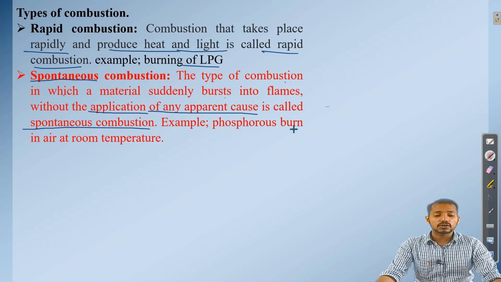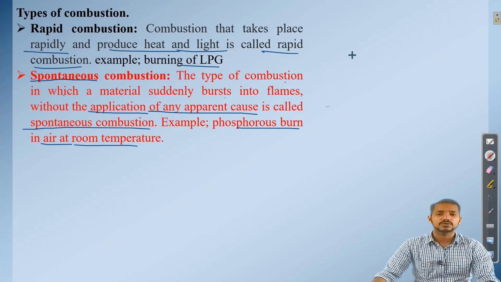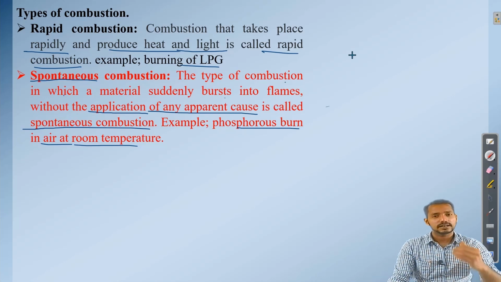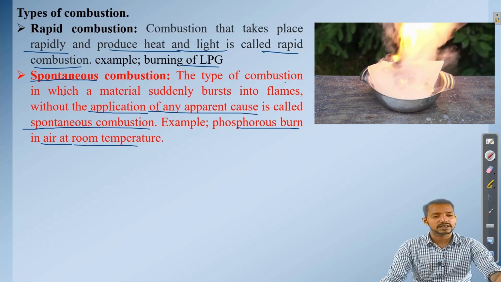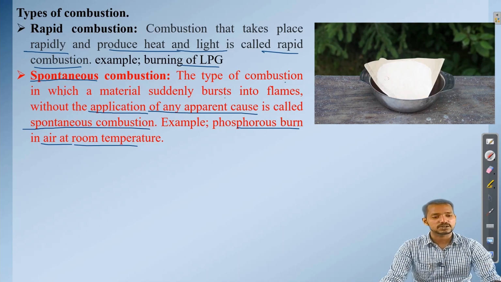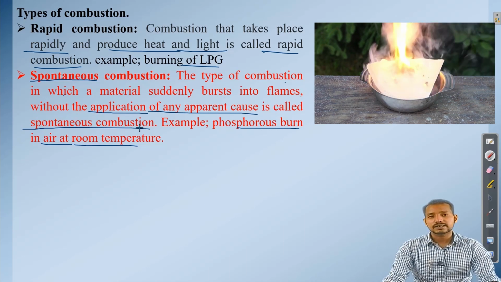For example, phosphorus burns in air at room temperature. Phosphorus is one of the highly inflammable substances, because without any spark or flame, it can burn at room temperature. You can see in this video that sulfur is burning. Clear? Without applying any flame or spark, it is burning spontaneously. So this is all about spontaneous combustion.